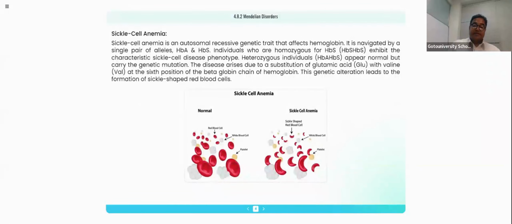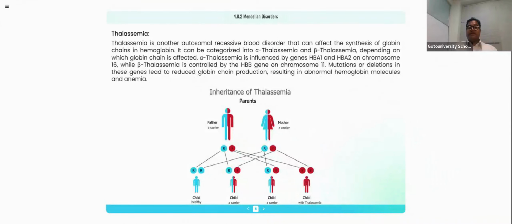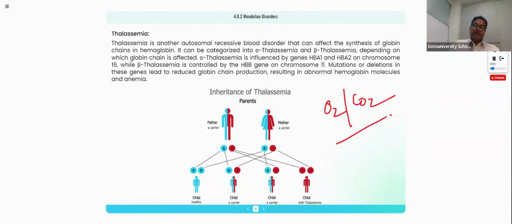In sickle cell anemia, the disorder is what? The sickle-shaped RBC, right? Now phenylketonuria we also discussed 30 minutes back. The same thing is repeated here. Thalassemia: in this, the hemoglobin is not capable of carrying oxygen and carbon dioxide. Why? Because the hemoglobin is defective in thalassemia, right?